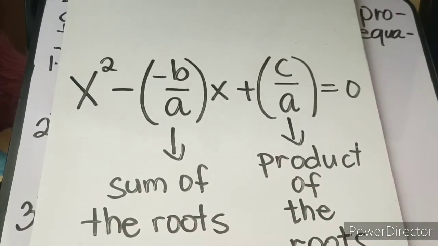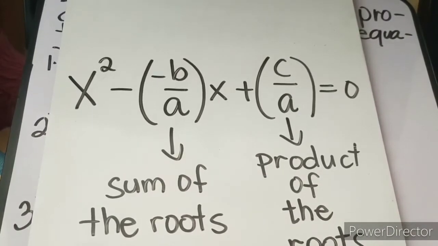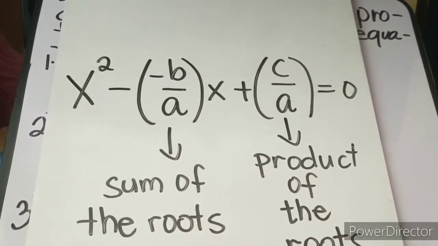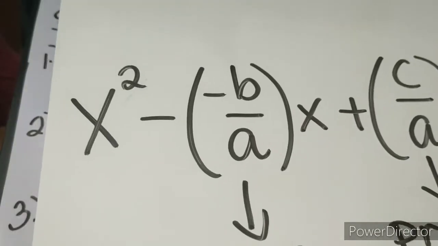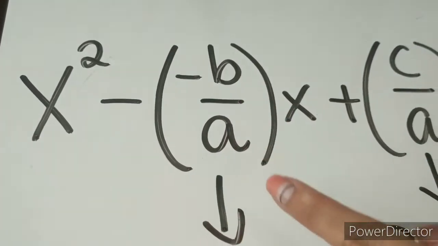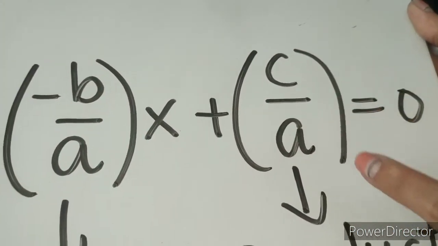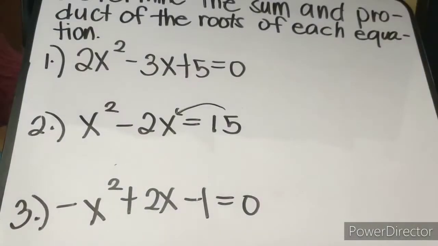So, para makuha natin yung sum of the roots and product of the roots, identify muna natin yung a, b, and c. And if we're done identifying the a, b, and c, hanapin na natin yung negative b over a. This is our sum. Negative b over a po talaga ha. And then c over a. That is the product of the roots. Okay? Let's do that on number 1.